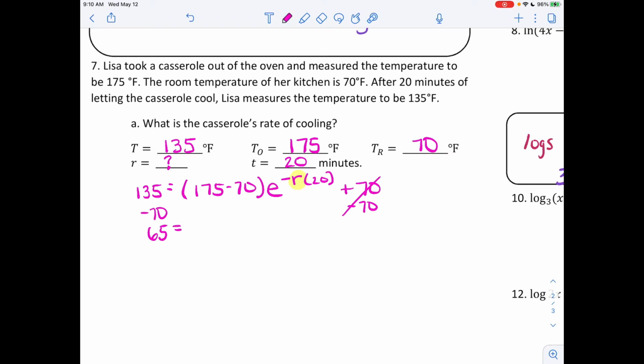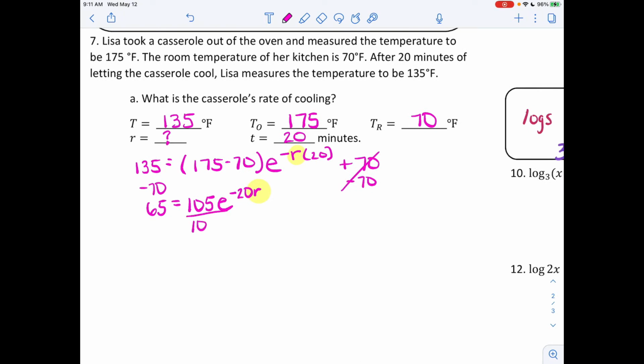175 minus 70 is 105. That'll clean this side up a little bit. I still have E to the negative R times 20. And in fact, I could go ahead and rearrange the way I write that and say negative 20R. Again, just cleaning it up and getting rid of parentheses. Okay, remember that my goal is still to solve for R. E is the base where this exponent occurs, so let's isolate this next. And in order to do that, I need to get rid of the 105 that's currently being multiplied by E.